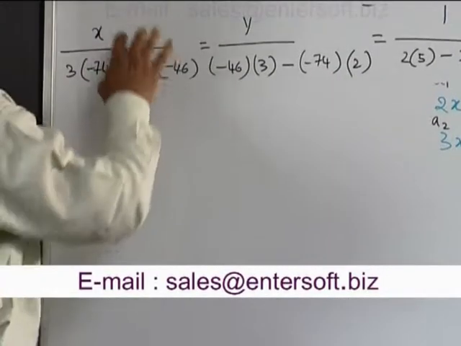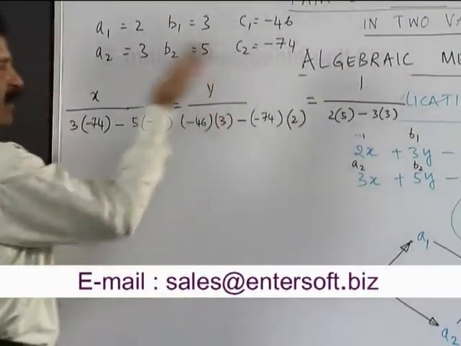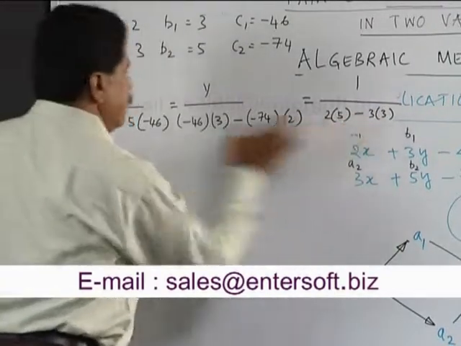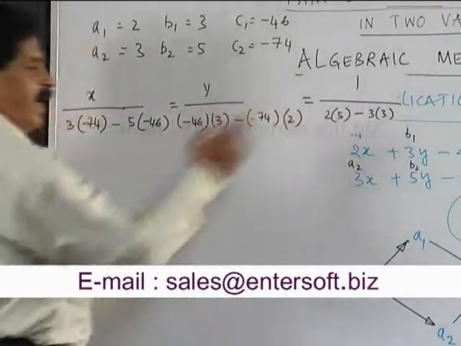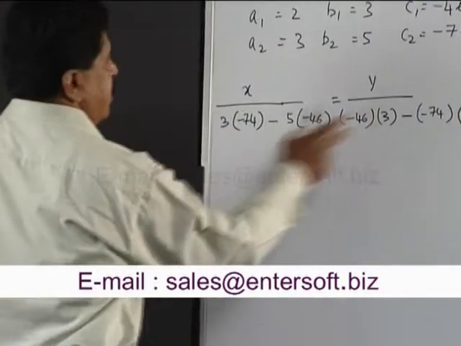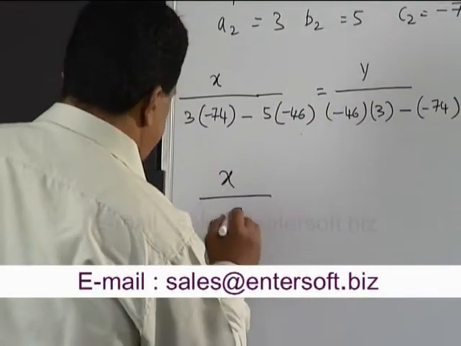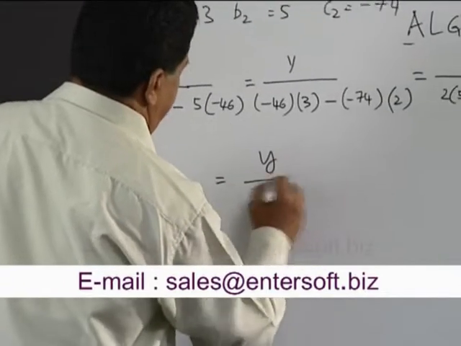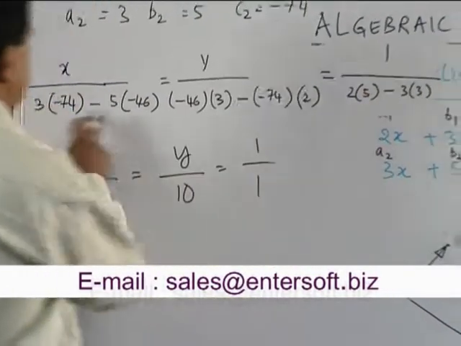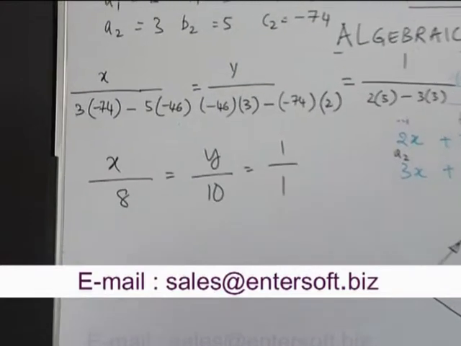I will remove this. Now since it is x by something is equal to y by something is equal to constant by something, I can always equate this with this, this with this, or this with this. Anyway I can do it. So what I will choose is, I will equate this with this. Now when I simplify this, I will get x divided by 8 is equal to y divided by 10 is equal to 1 divided by 1. Please simplify this, you will get these values. X by 8 is equal to y by 10 is equal to 1 by 1.